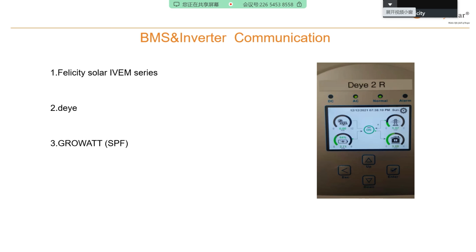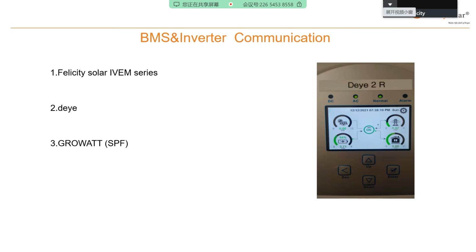First is the Felicity Solar IVEM series, which means we have the IVM 3 kilowatts and 5 kilowatts. Because both the battery and inverter are from Felicity, of course they can communicate. After that, you only need to use the inverter monitoring, like the Wi-Fi or 4G monitoring, to monitor all the system information: panels, battery, inverter running status, your load consumption, everything.